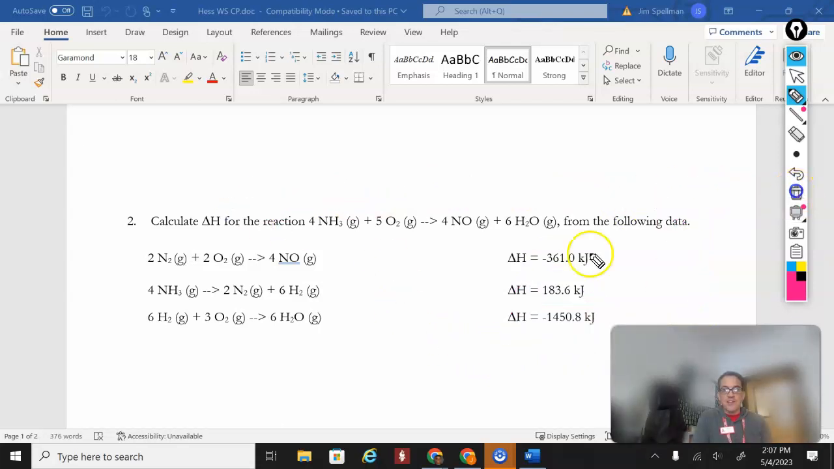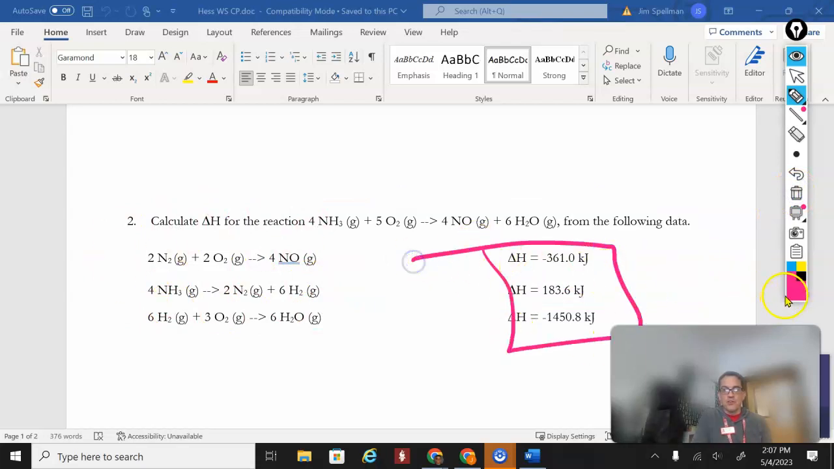In most cases, even if you didn't quite understand this part over here, in most cases, you're going to get your answer simply by adding all of those numbers up right there.